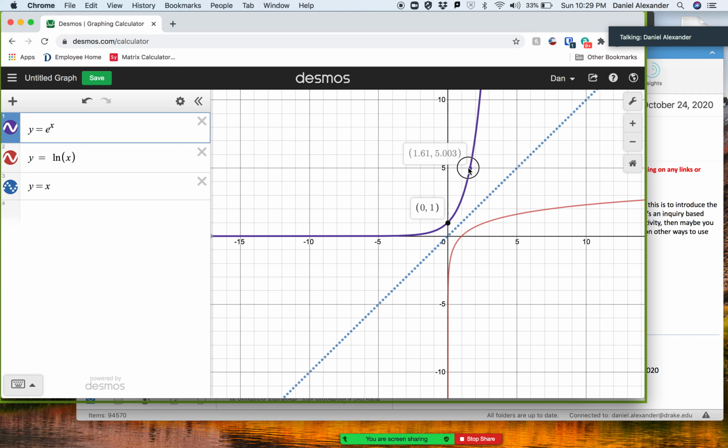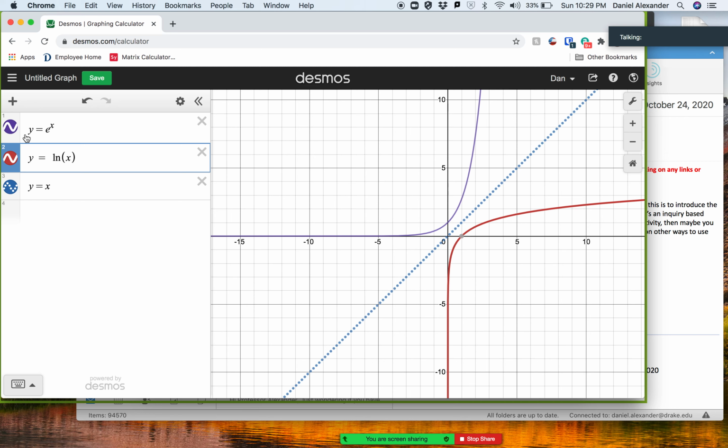I get 1.615, and then when I go 5 here, you're going to see it's reversed. Sorry, right here. It's hard. I can't. There you go. You can see it's just reversed. Okay, it's 5 and 1.61. So again, when we switch x and y, we reflect across the line y equals x.